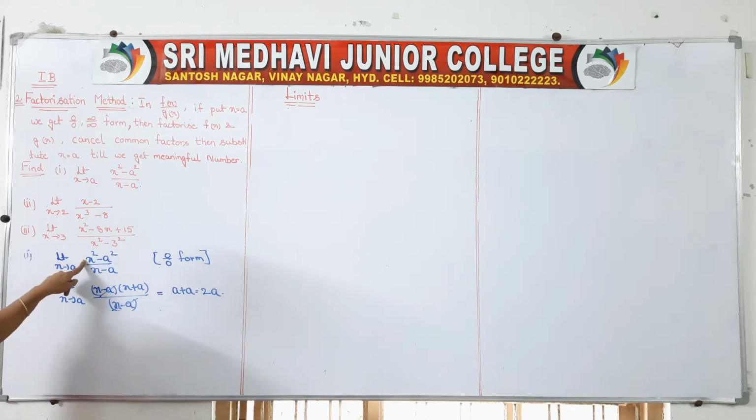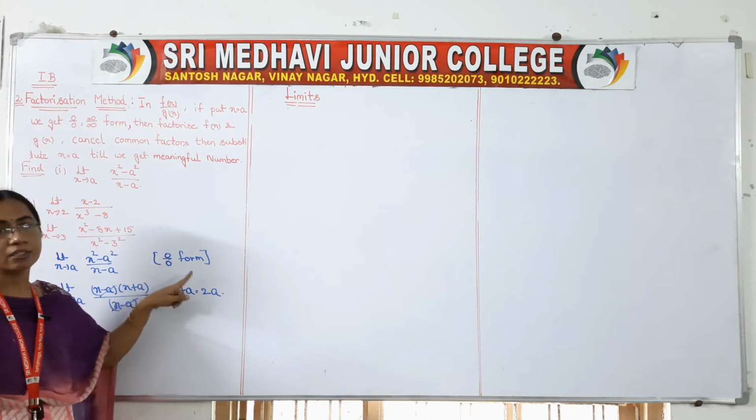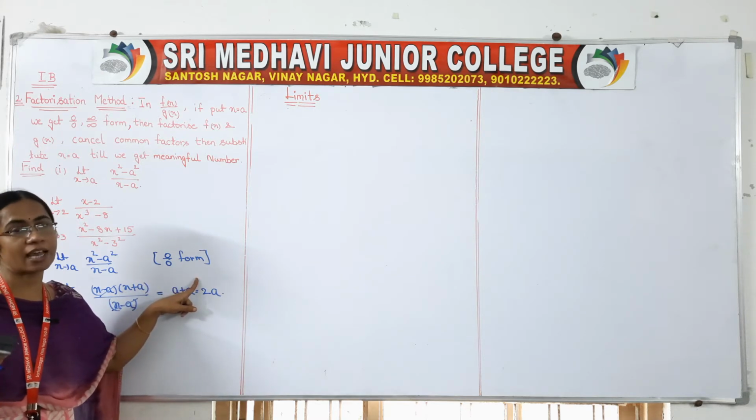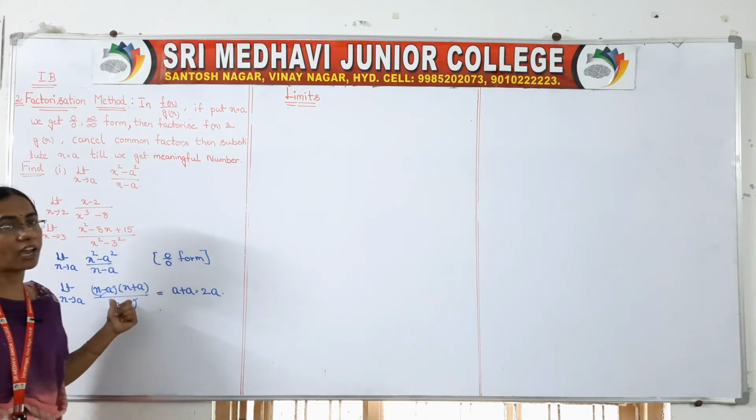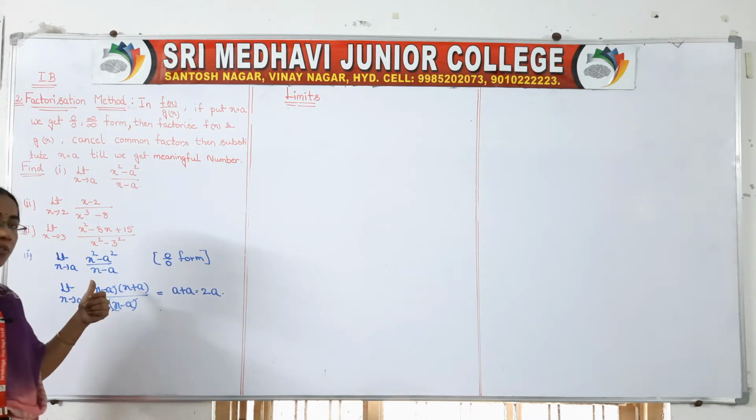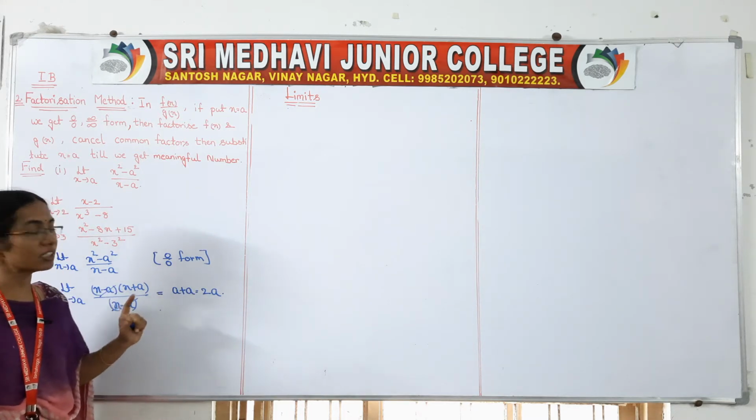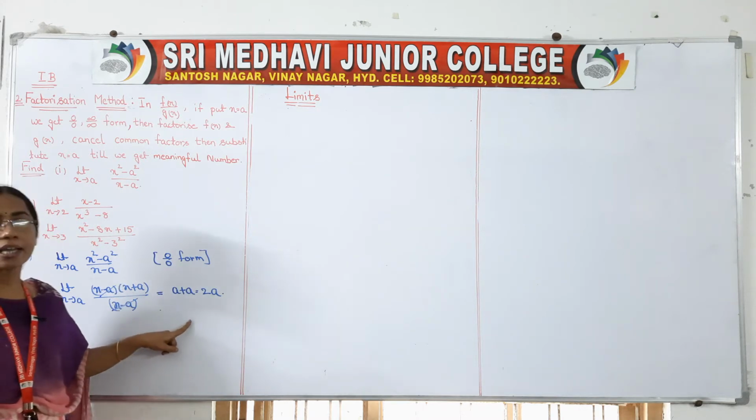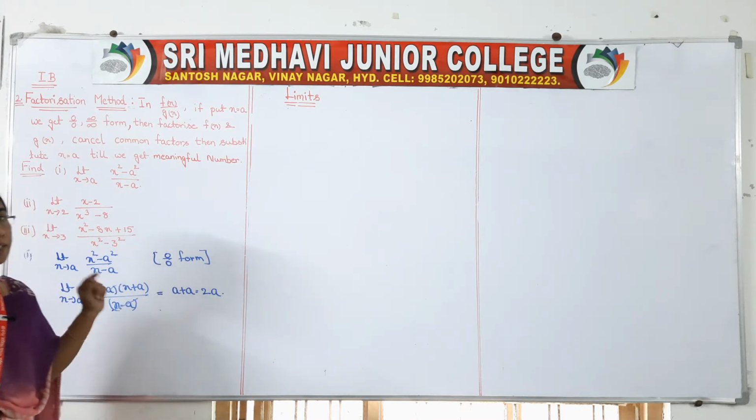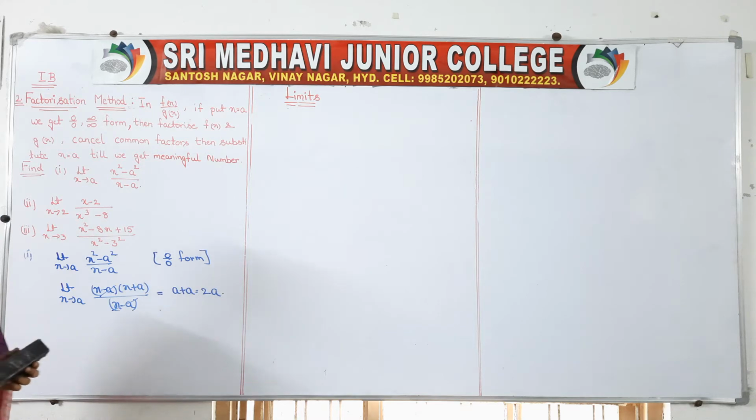Okay, so if we substitute the limit value directly, we get the 0 by 0 form. Whenever it is like that, we have to factorize the problem. Then you will get some common factors, cancel them. After that, you substitute your x value. That is called the factorization method.